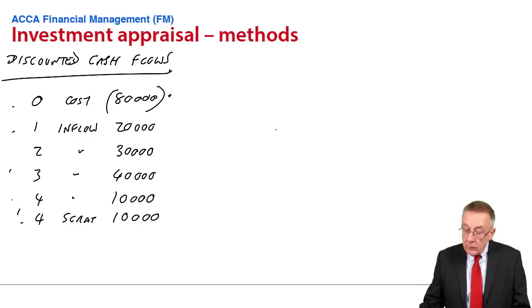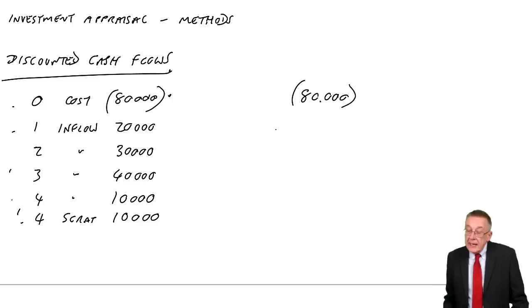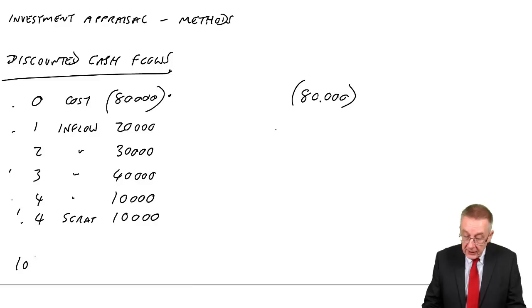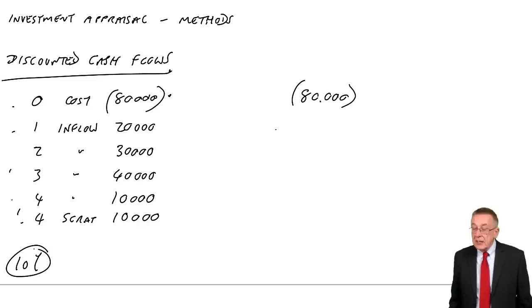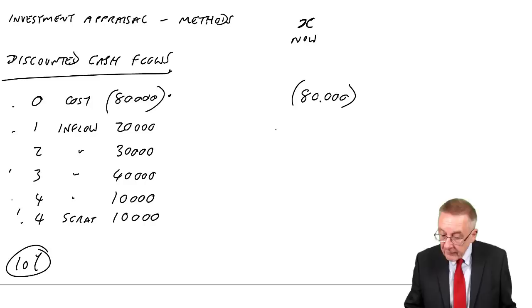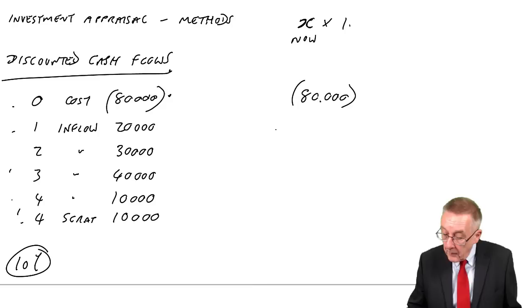And what I mean by that is, 80,000 now is obviously 80,000 now. We're going to get an inflow of 20,000 in 1 year. Well, we simply say, with interest at the cost of capital here, which is 10% in the question, how much now would be equivalent to getting 20,000 in a year's time? Well, if it were X now, then with interest at 10%, in a year's time, X would have grown to X plus 10%, or X times 1.1.